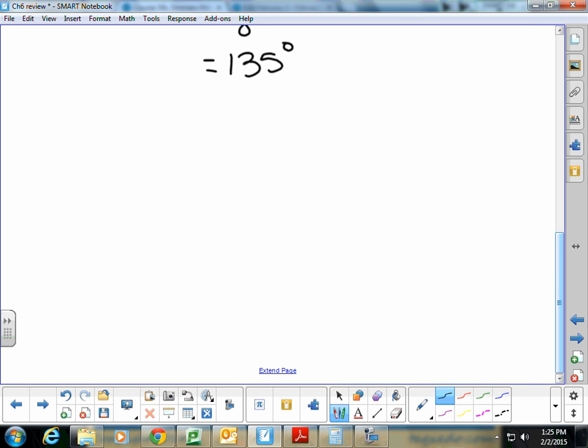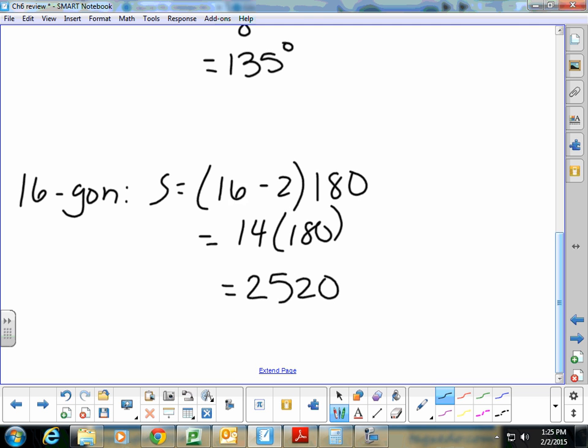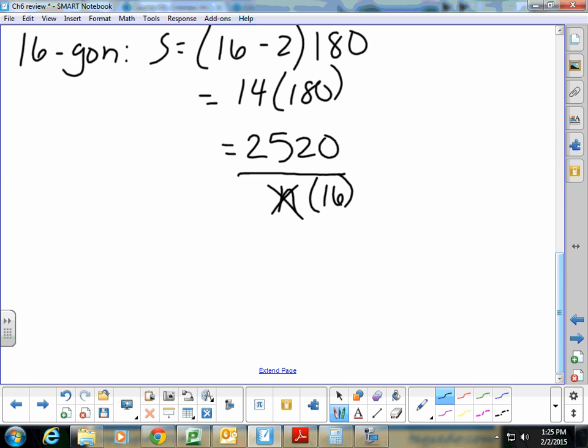The other one you're looking for was 16-gon. So same type of thing. Find the sum. You can find the sum this way, minus 2 times 180. Some of you don't like setting it up the other way. So then the sum is 14 times 180. So the sum is 2,520. But we need to remember to divide by the number of sides, which is 16, the number of angles, really. When we do that, we end up with 157 and a half degrees for one angle of a 16-gon.